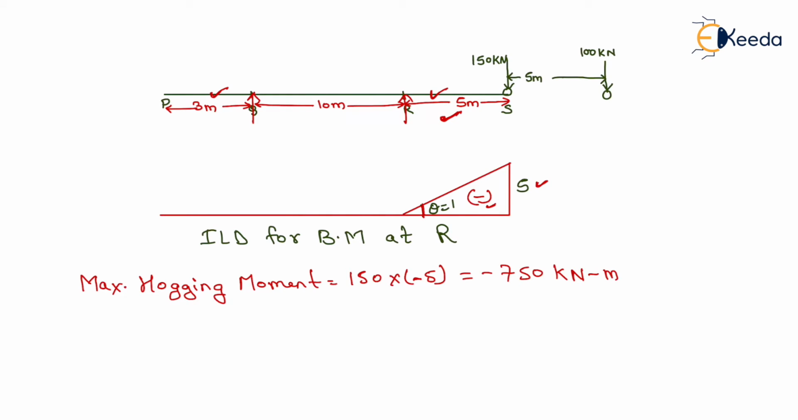We have not multiplied the 100 kN load with any ordinate because it is not on the beam PQRS. So we have only multiplied the 150 kN load with the maximum ordinate, that is 5, and we get the maximum hogging moment as minus 750 kilonewton meter.